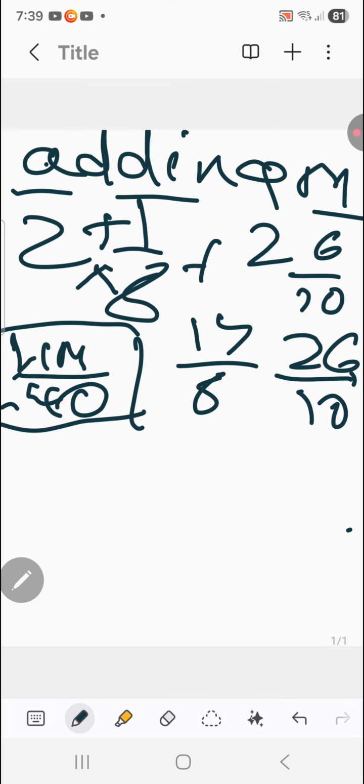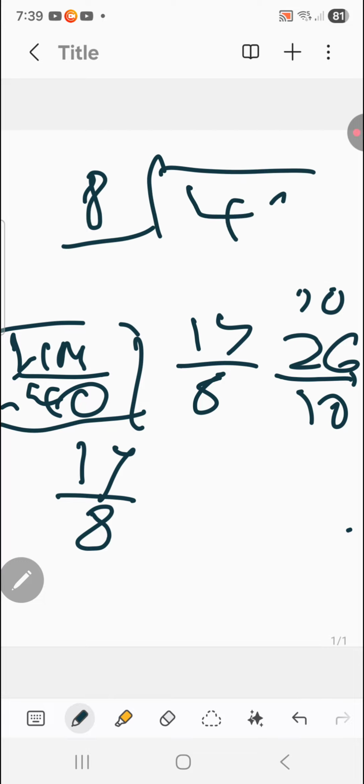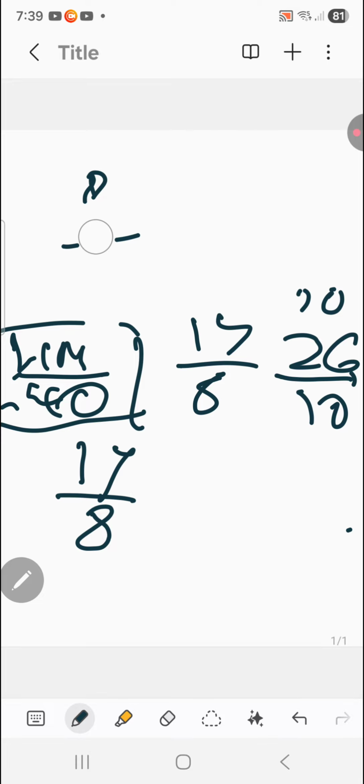Now to add these, you have to make the denominators equal, while the numerators can be different, but the denominators have to be equal. As you know, the LCM is 40. Now you just have to divide 40 by 8. I'll show you. 40 divided by 8 is 5. 8 into 5 is 40. Into 5 and into 5, the same thing over here. Both of these are supposed to be the same.